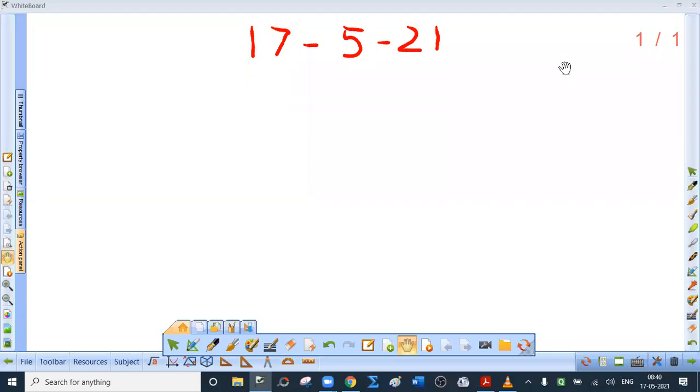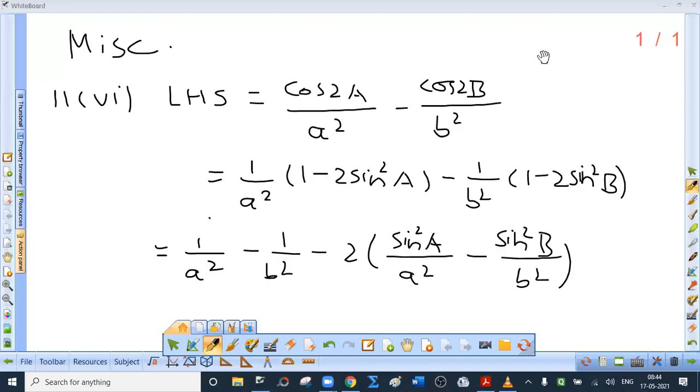Good morning. Today we will continue with some miscellaneous exercise. So 11th one, sum number 6, prove the following. cos 2A upon A square minus cos 2B upon B square is 1 upon A square minus 1 upon B square. Begin with LHS. So it is 1 upon A square.